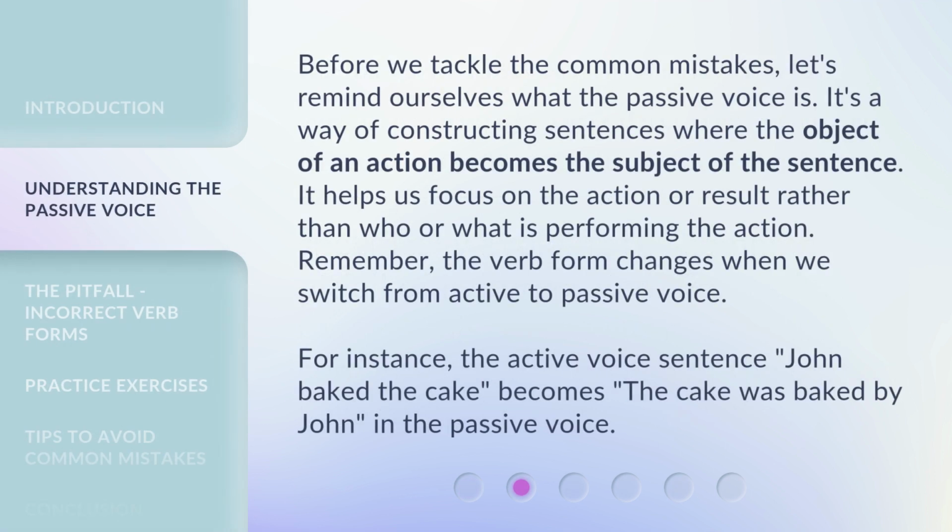Before we tackle the common mistakes, let's remind ourselves what the passive voice is. It's a way of constructing sentences where the object of an action becomes the subject of the sentence. It helps us focus on the action or result rather than who or what is performing the action. Remember, the verb form changes when we switch from active to passive voice. For instance, the active voice sentence, John baked the cake, becomes, the cake was baked by John, in the passive voice.